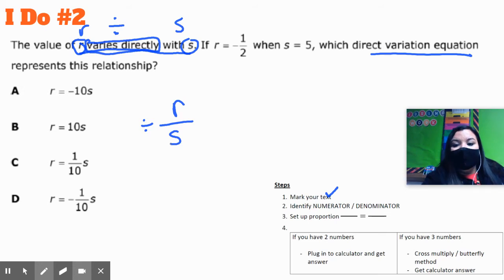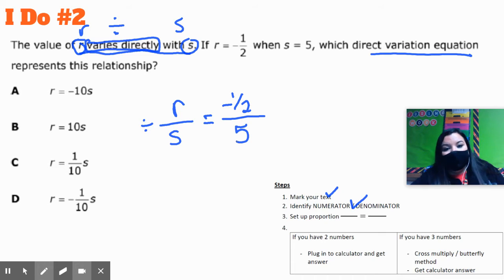Okay. So then now I need to set up my proportion. So here I have -1/2 divided by 5. And then we're just going to plug this into the calculator. Now I'm actually going to show you guys an easier way to plug it into your calculator because I know we have two different fraction bars and it can be a little bit confusing.